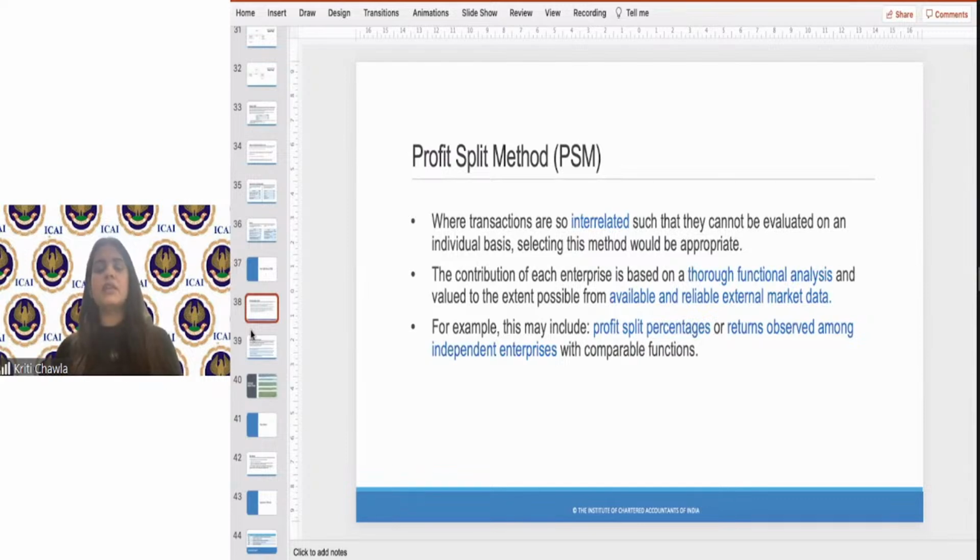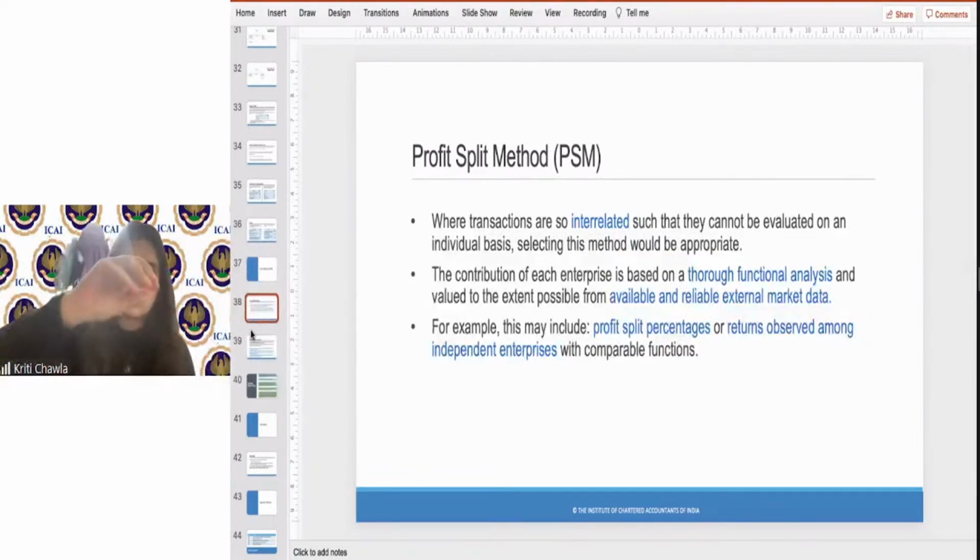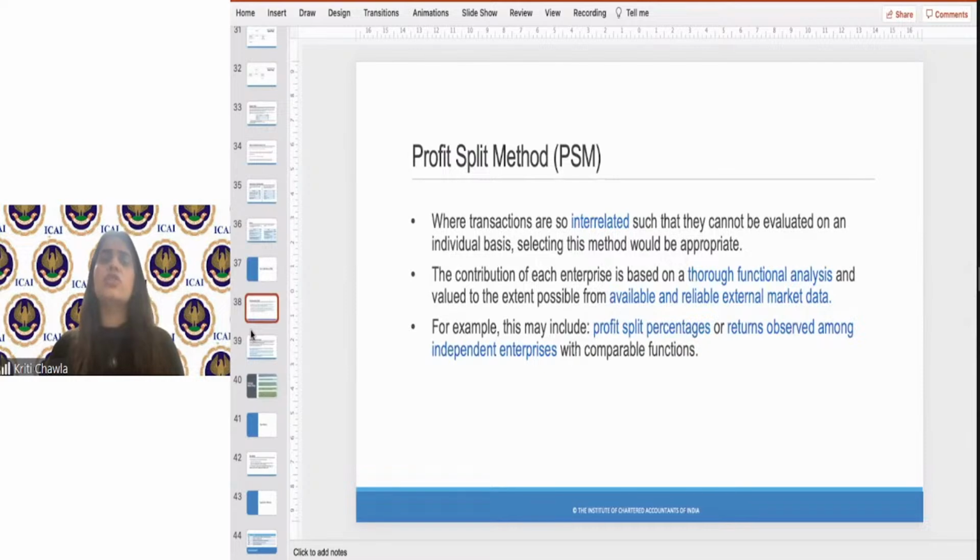But sometimes the transactions are so interrelated that you cannot evaluate them on an individual basis. You cannot say this is the cost you spent on this transaction, and this is the cost you spent on that transaction. They're very, very interrelated. So in these situations, you calculate the profit from the entire project as a whole, and then you divide it on the basis of some split method. You divide it on a profit split percentage.